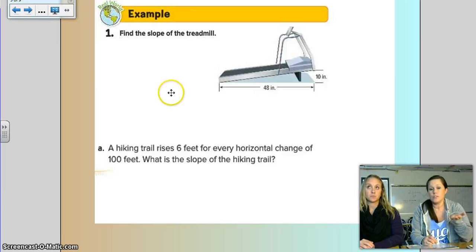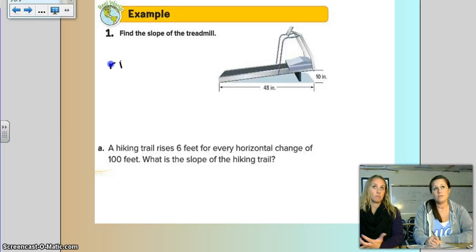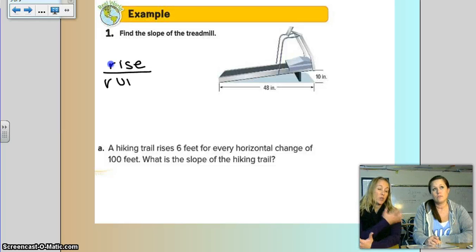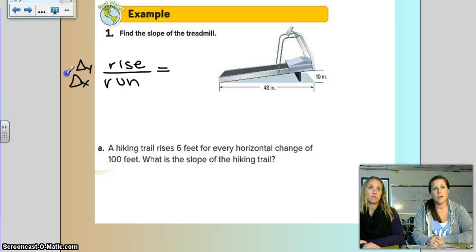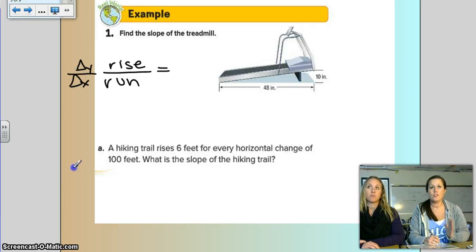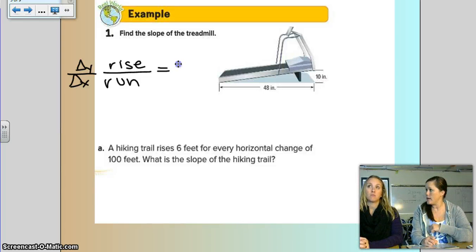It says find the slope of this treadmill. So I'd write rise over run instead of change in y over change in x. That's the same thing. So how much does this treadmill rise? Well, I see it goes 48 along x, so that would be running. So it rises 10. Is it going up 10 or down 10? The treadmill's going up 10 because you can't go below the ground. So it'd be a positive 10.